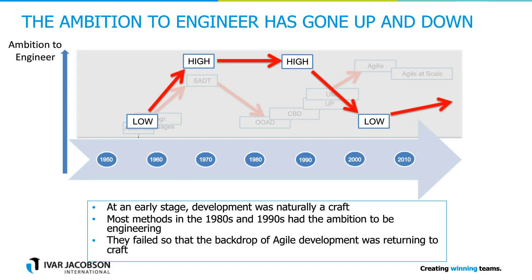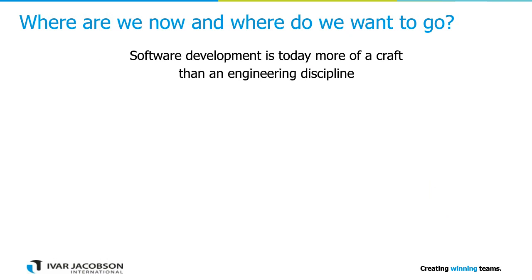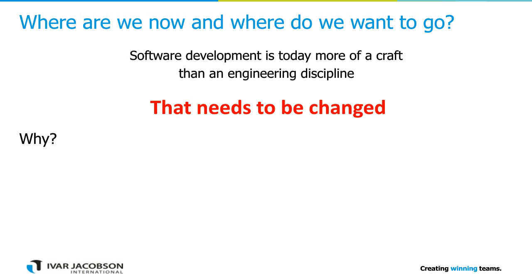So where are we now, and where do we want to go? Software development is today more of a craft than an engineering discipline. That is something I hear a lot, and that's my own observation. We need to change that. Why? The reason is we want better software. We want higher value, creating value for the client, faster and cheaper, of course.